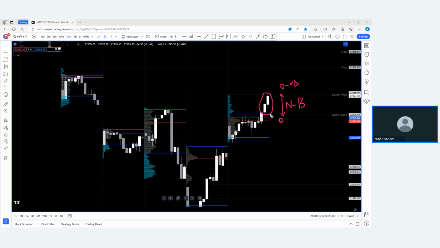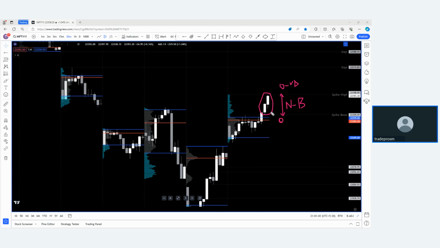scenario because these spikes are not created by smart money. That is the first indication that you are getting via the opening price. So if the open price is below the spike base, it is a clear indication that the previous session spike was not created by the presence of smart money, and it was some kind of emotional move that happened during the last session of the trading activity.